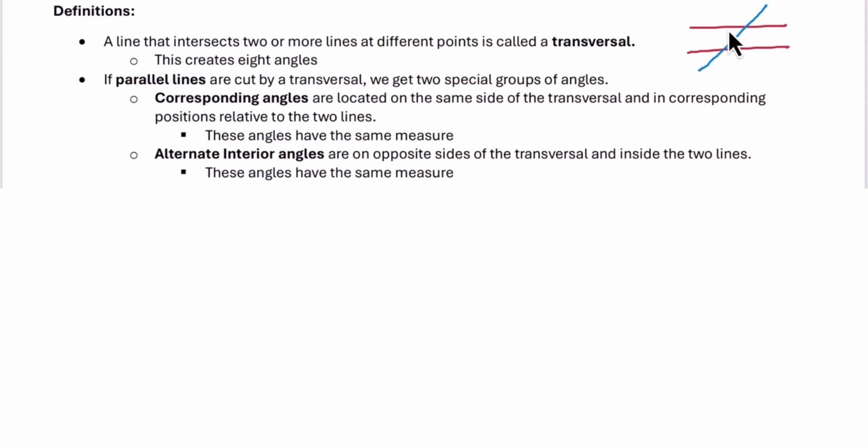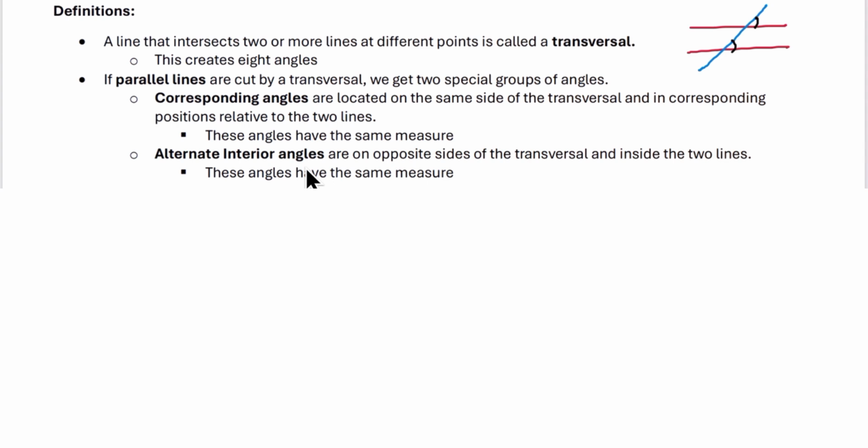So let's assume that these two red lines are indeed parallel. They've been cut by a transversal. Corresponding angles. One example would be this angle and this angle. Notice that they are located on the same side of the transversal. They're both to the right of the blue line, and they're in corresponding positions relative to the two lines. Notice they're both above the parallel lines, but on the same side of the transversal. Those are corresponding angles. And that's just one pair. There are other corresponding angles as well.